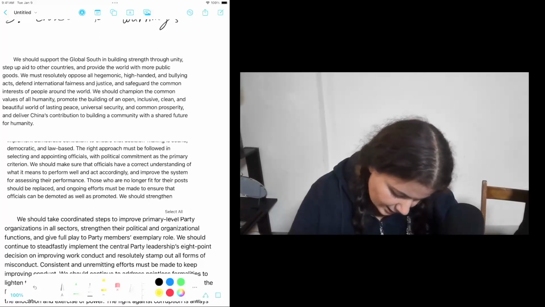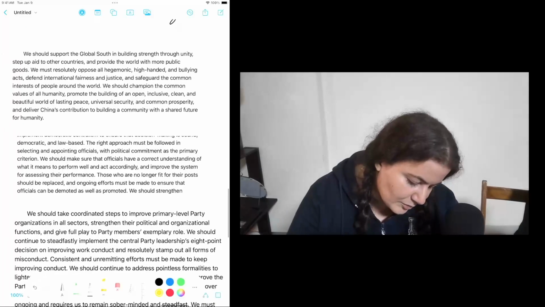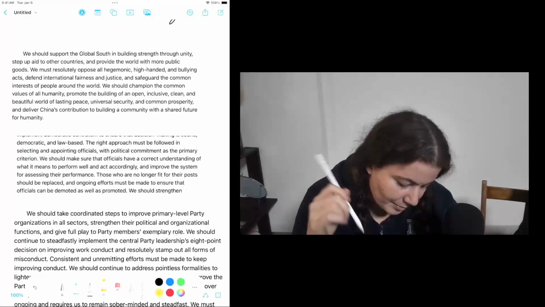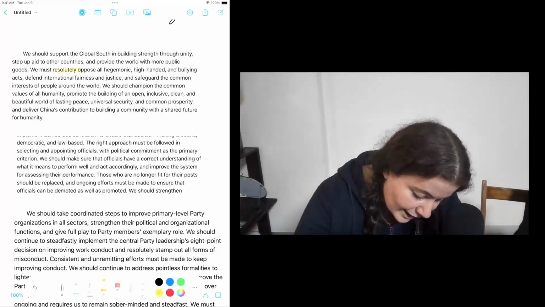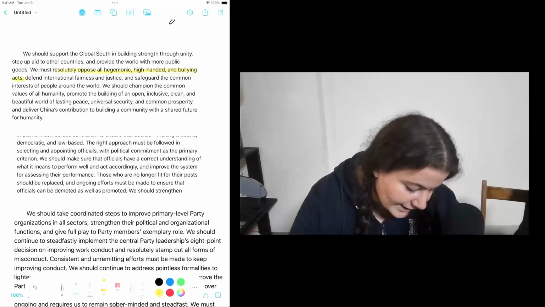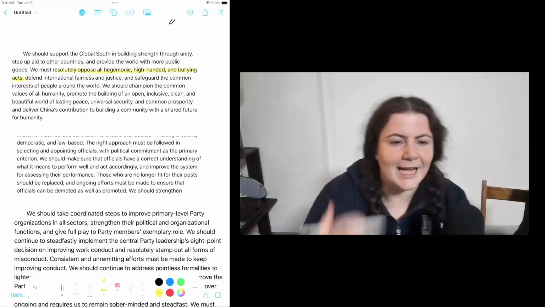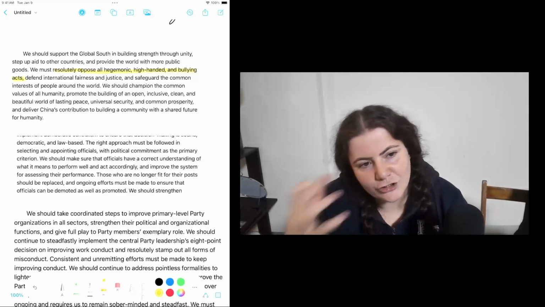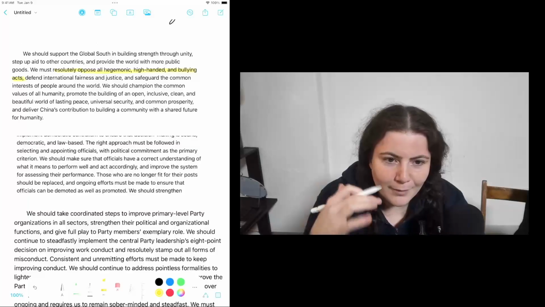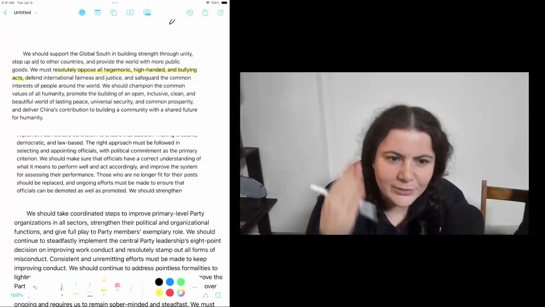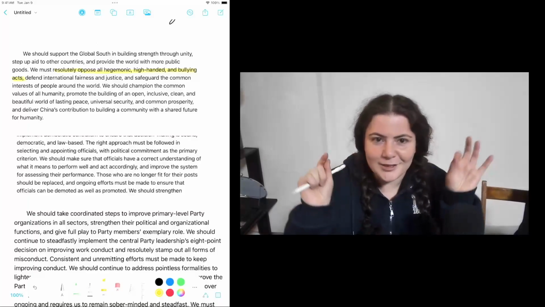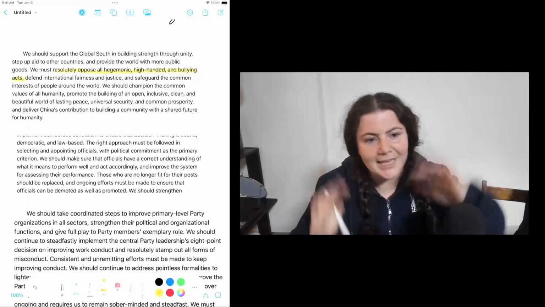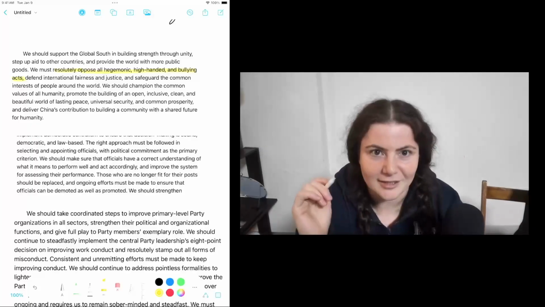So we should support the global south in building strength through unity, step up aid to other countries, and provide the world with more public goods. We must resolutely oppose all hegemonic, high-handed, and bullying acts, defend international fairness and justice, and safeguard the common interest of all people around the world. I thought everything else might be very generic, and then the resolutely oppose hegemonic bullying. Right? The language instantly for a sentence changes, the severity changes, and then it comes back down again, and literally we're talking about peace and universal security again.